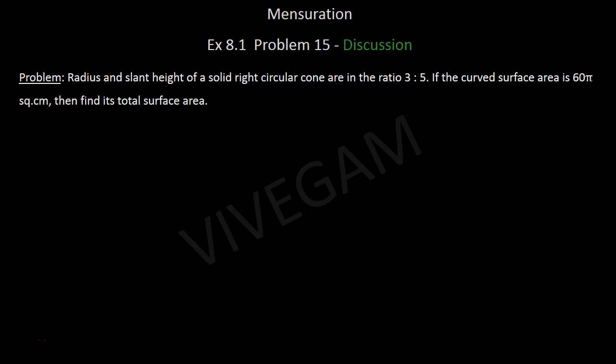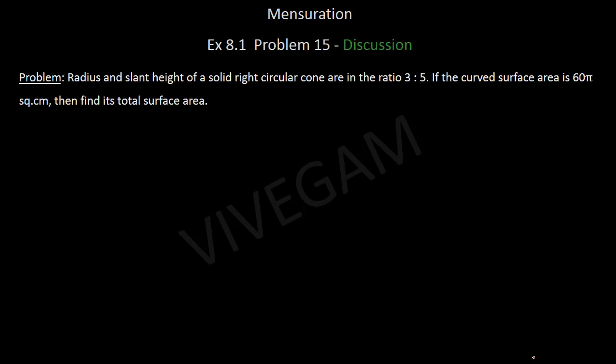Exercise 8.1, Problem 15, Discussion. Let's read the problem. The radius and slant height of a solid right circular cone are in the ratio of 3:5. If the curved surface area is 60 pi square centimeter, then find its total surface area.